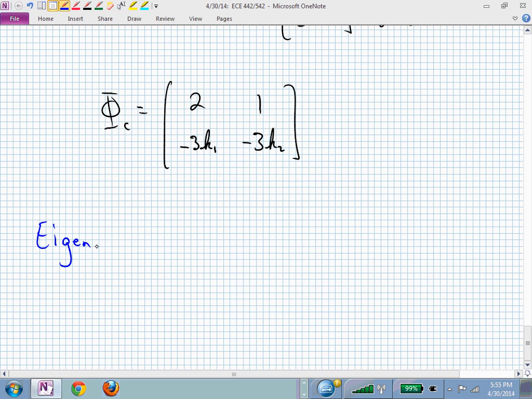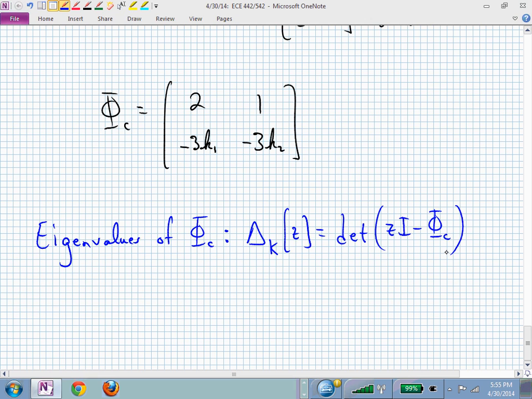If we now look at the eigenvalues of the closed loop system matrix, suppose that I call those, just because I'm going to have variables, k's in there, delta sub k of z. That's now this determinant of zI minus phi sub c. That's how I find the eigenvalues of a matrix.